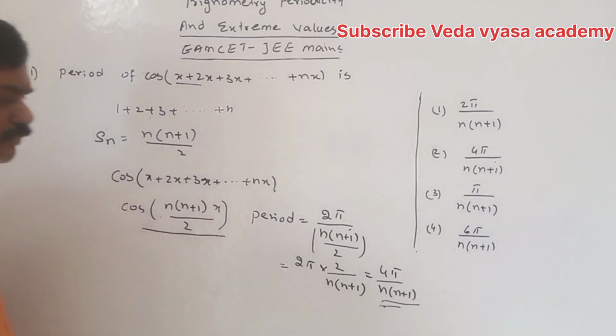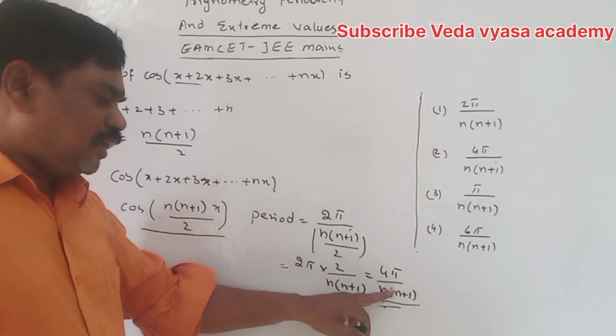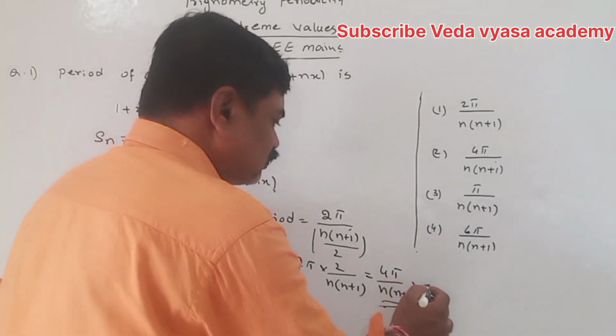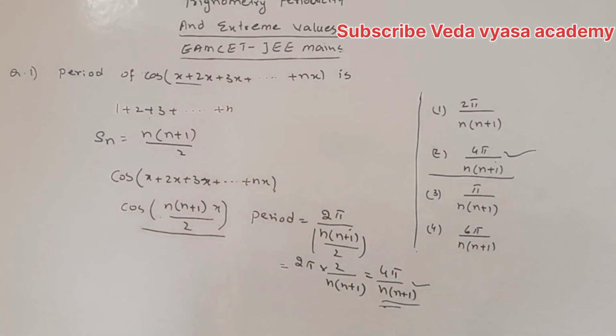Okay, all of you. What is the period of this function? 4 pi by n of n plus 1 is the answer. So we have option 2 as the answer. Okay, all of you.